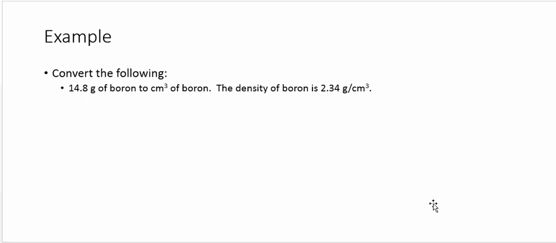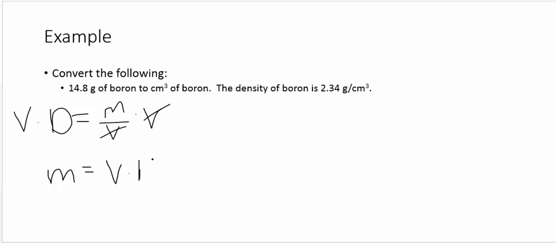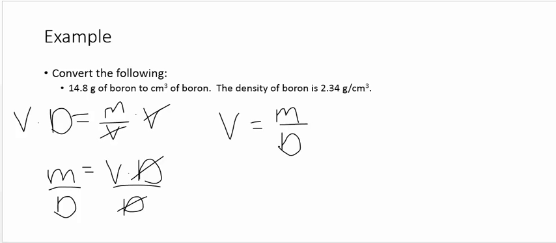Next problem, I have grams, and I have the density, and I want to find the volume. So my equation is density equals mass divided by volume. Well, I want to get volume by itself, so here's how you do it algebraically. You multiply both sides by volume. That cancels V over here, and you get mass equals volume times density. But I want to get volume by itself, so I need to divide by density. I will get rid of that. And so I have volume equals mass over density. Rearrange the equation, plug in our numbers.